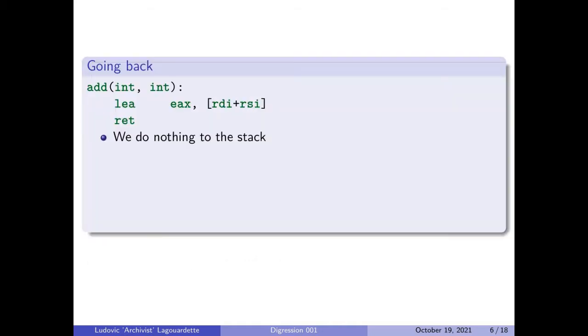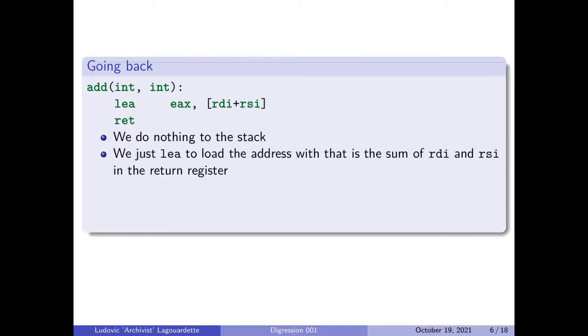We do nothing to the stack. The stack is untouched. We just get the address with the value that is the sum of RDI and RSI. It could be EDI or ESI, but we must use the long registers because we are on x86-64.